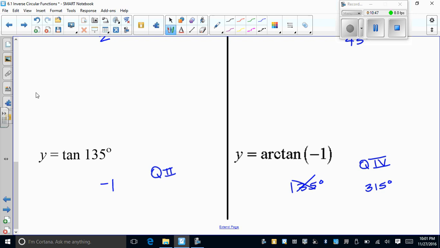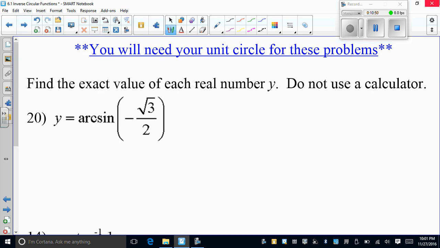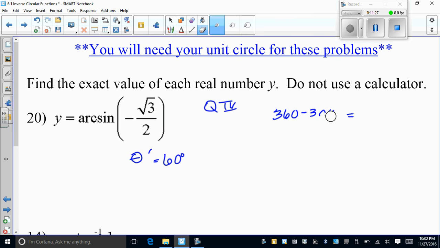Okay, so using your unit circle, that's all we're going to do. So arc cosine, if it's negative, they want you in quadrant 4. But if you were in quadrant 1, your reference angle would be just the radical 3 over 2, which gives you a 60-degree angle. But in quadrant 4, 360 minus 60 gives you 300 degrees.